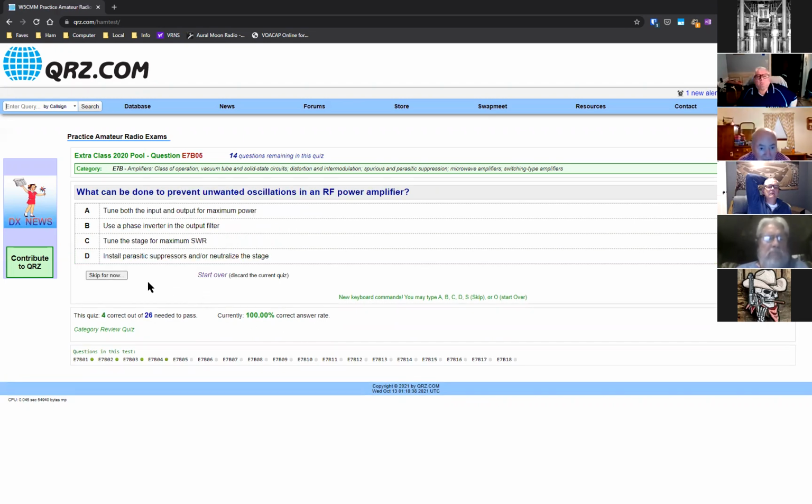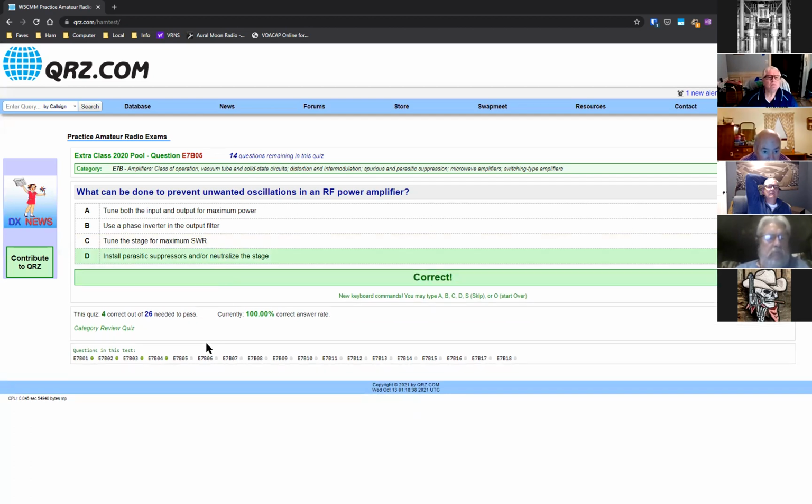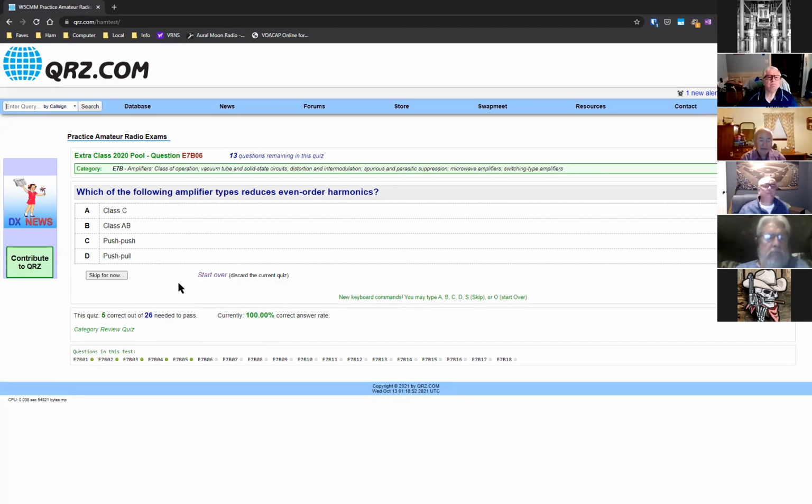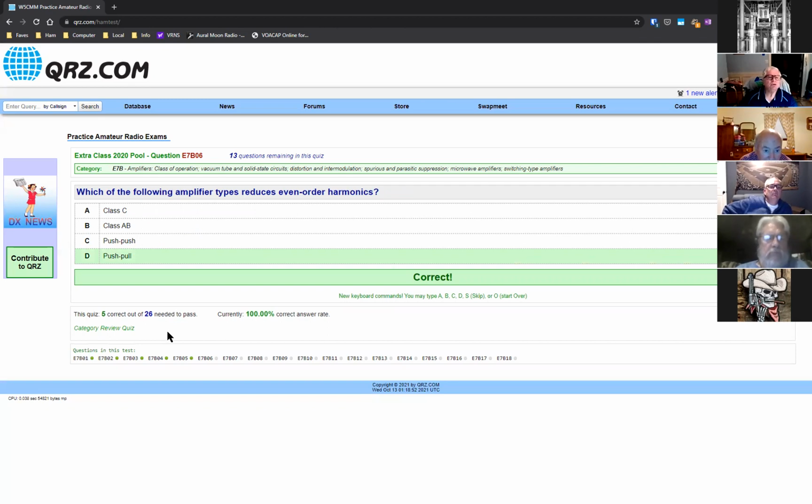What can be done to prevent unwanted oscillations in an RF power amplifier? D. Yeah, D. I got to get in now because later I have no clue. Which of the following amplifier reduces even order harmonics? D. Yeah, a push-pull. D.